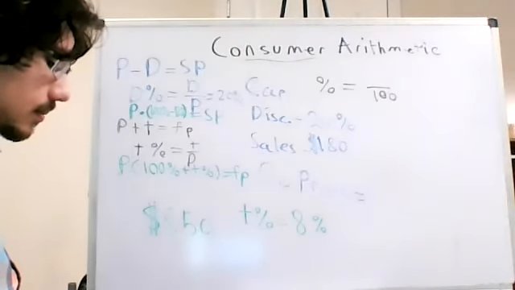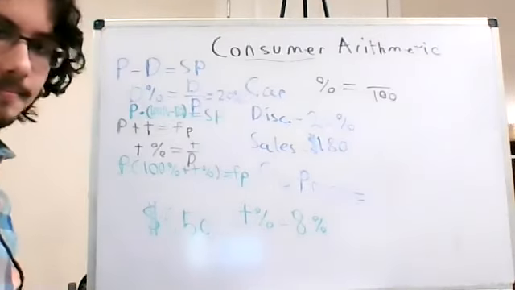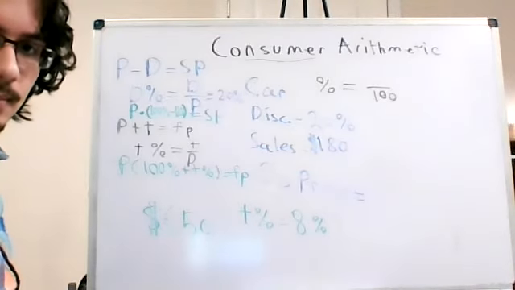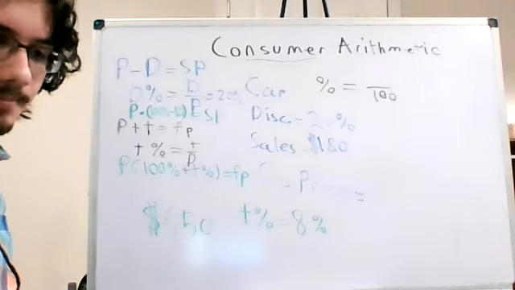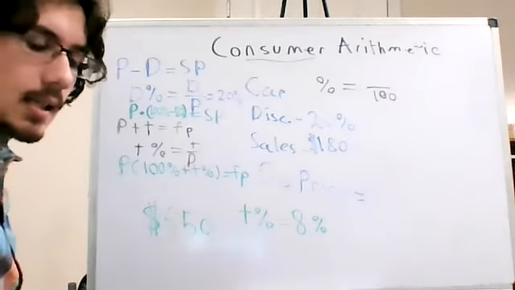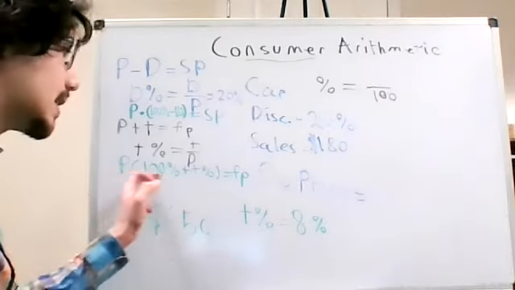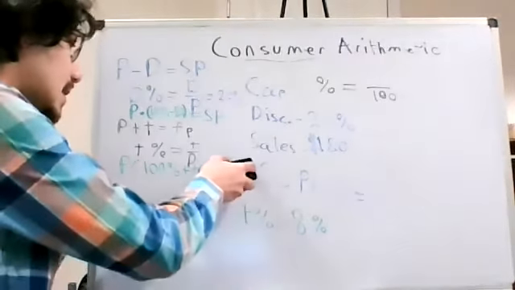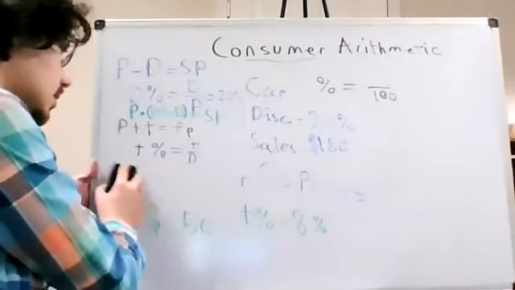Excuse me, sir. Equation at the top there. P bracket 100% plus percent. The P and the bracket. That means that there's a multiplication sign there. Yes, if something is adjacent to the percent, the parenthesis, that means multiply. Okay.